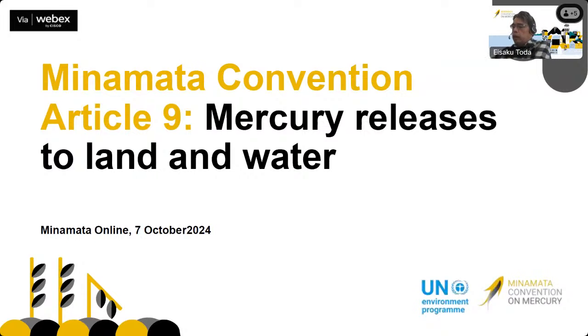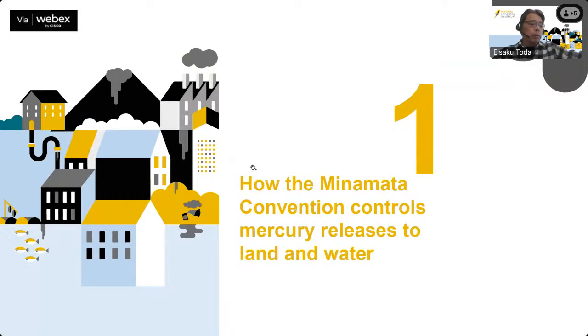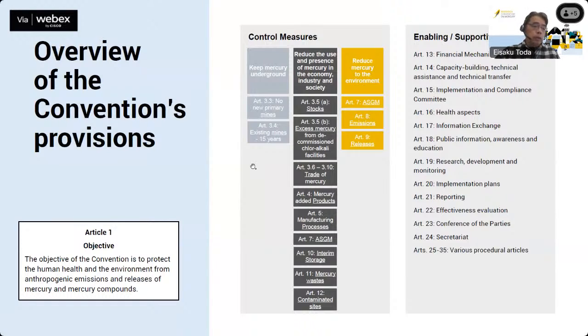So today, as I introduced, I'm going to provide an introduction to Article 9 of the Minamata Convention on Mercury, which controls the releases of mercury to land and water. The first part of my presentation is about how the Minamata Convention controls mercury releases to land and water.